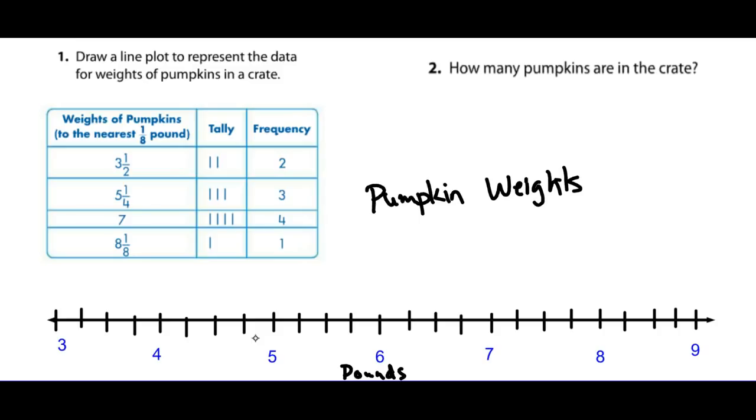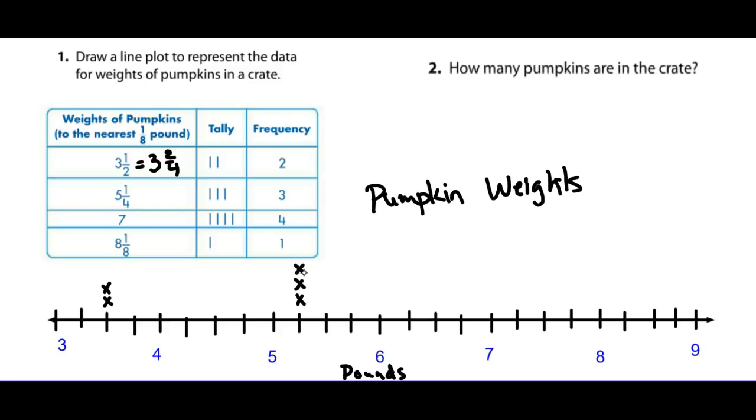Knowing that this is fourths, a half is the same thing as 3 and 2/4. So we're going to plot 2 x's at 3 and 2/4. So right there, boom, that is 3 and 2/4. Okay, our next one, we have to place 3 x's at 5 and 1/4. Well, we determined that each of these hashes is 1/4, so it would be the first hash after 5. So we need to place 3 x's right there.